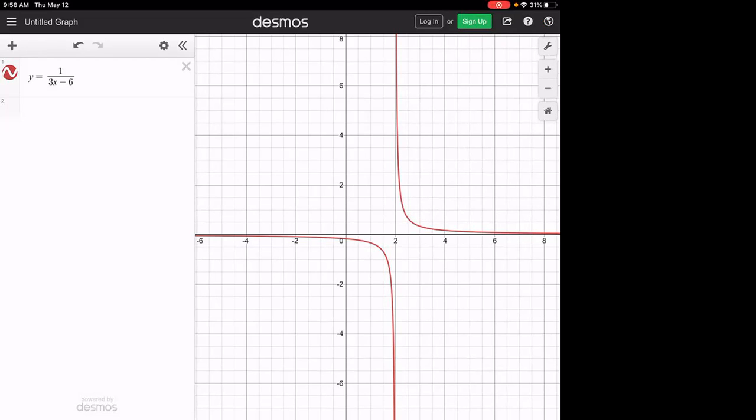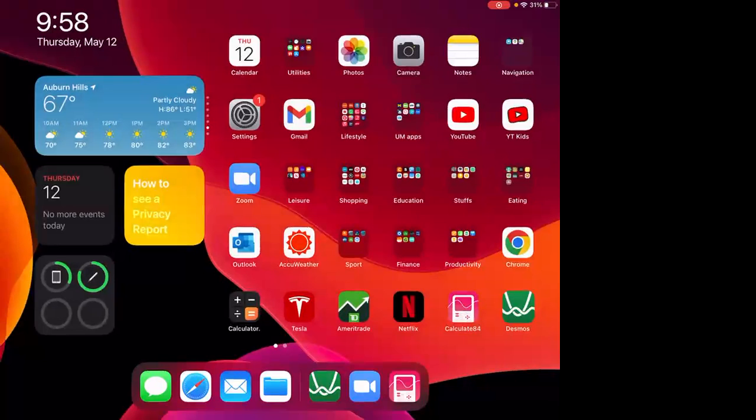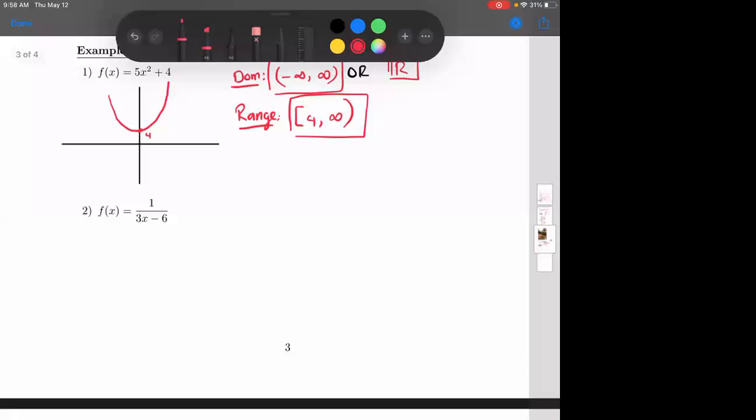So the domain will be from, would someone tell me what the domain is? From negative infinity to 2, yeah. So 1, 2, where's my 2 there? So I have something like this.